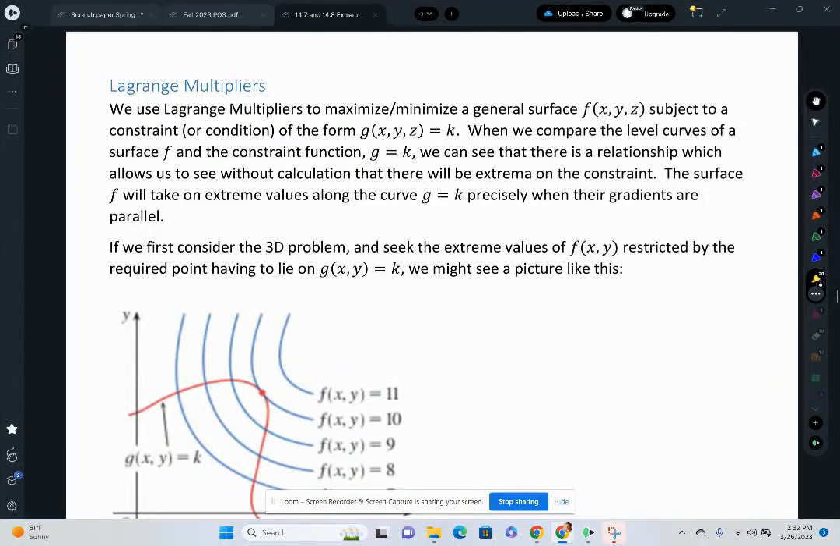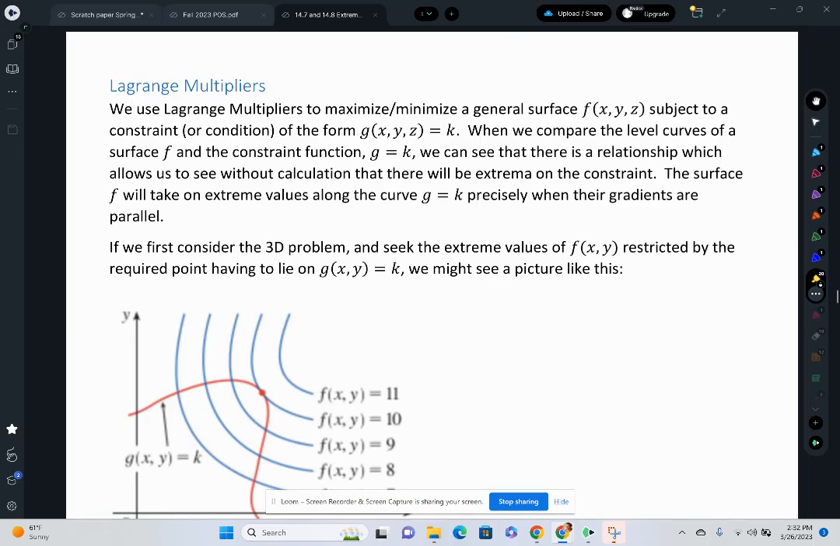Hello. Today we're going to talk about Lagrange multipliers and what they are, how we use them, what we're doing when we work with them. So we use Lagrange multipliers in order to maximize or minimize some surface that has a constraint upon it.